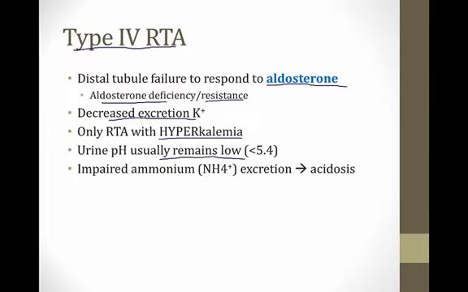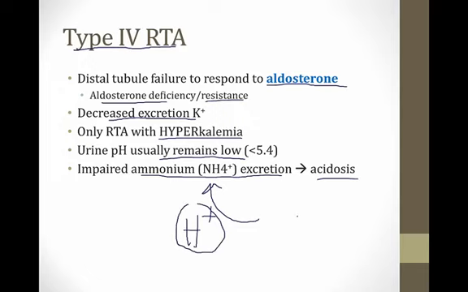And then finally, an important feature of a type 4 RTA for you to understand is that in this disorder, there is impaired ammonium excretion by the kidneys. This is what leads to the acidosis. In the video on acid excretion, I talk in detail about how ammonium is the major mechanism by which the body excretes hydrogen ions. Therefore, when there is impaired ammonium excretion, the result is impaired excretion of hydrogen ions. This leads to a fall in the pH, and that leads to the acidosis seen in type 4 RTAs.